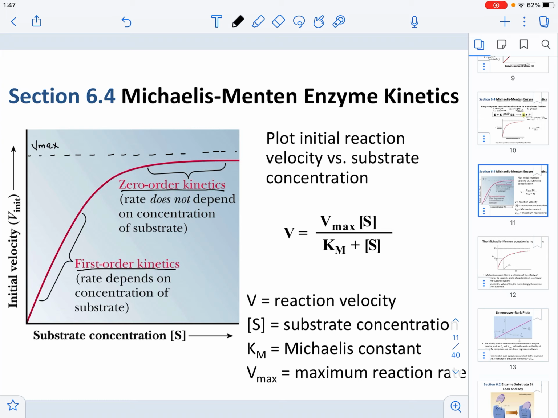Now, because we can plot enzymes that follow this kinetic pattern as initial velocity versus substrate concentration, understand that the reaction velocity is given by the equation in which we say Vmax times the concentration of substrate, divided by the term Km plus the concentration of substrate. And as you can see, the names for each one of those symbols are in the bottom right corner of the slide.